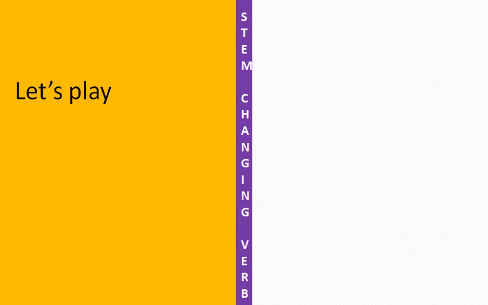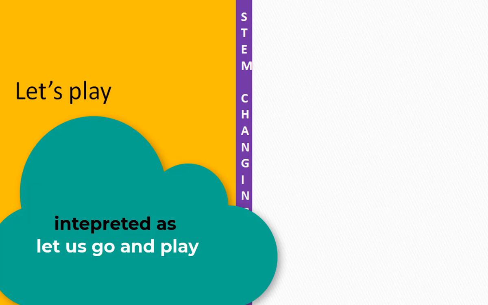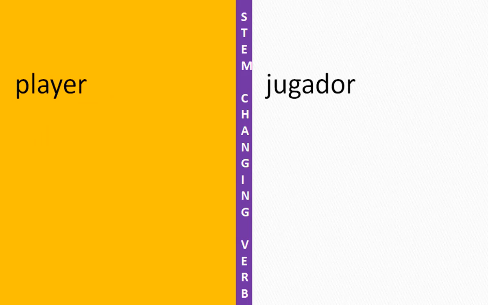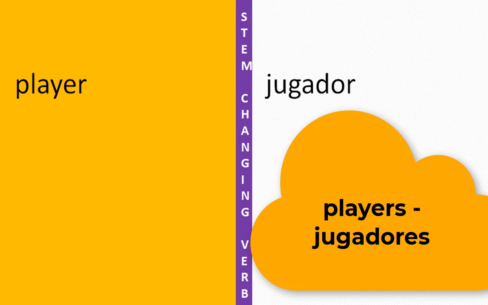Let's play. So, let's play can also be said as let's go and play. For go, we talked about it. There's a verb ir, and we'll use the nosotros form of it. It becomes vamos a jugar. Let's go and play. Vamos a jugar. And if you're talking about a sports person or any player, they are called jugador. So that means if you're talking about players, jugadores. So that's again a new term for you.